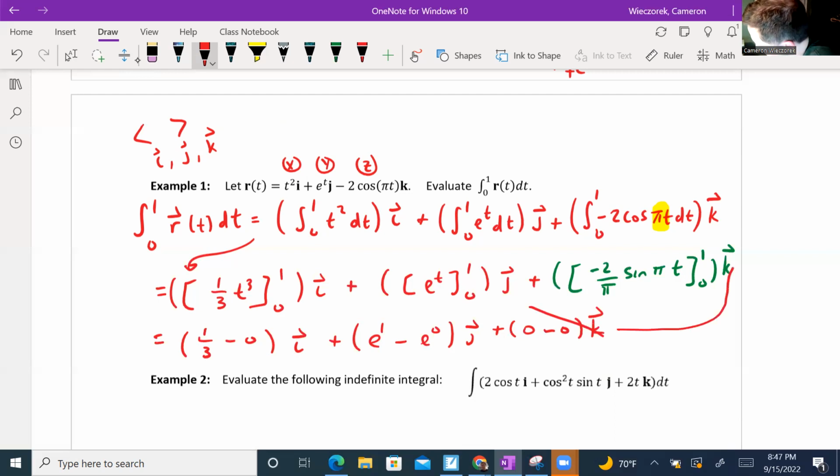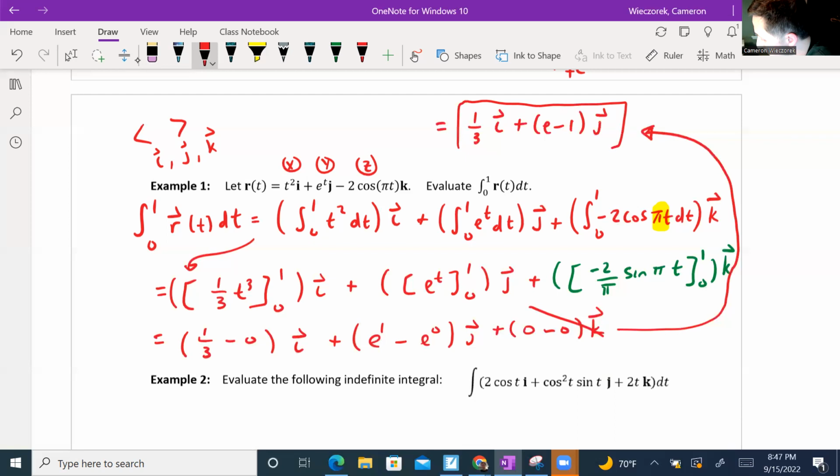I'm going to come up here just to write my answer. So my final result would be 1/3 i. e to the first minus e to the 0 would be e minus 1. Make sure you put that in parentheses since that whole thing is getting multiplied by j. And that would be the result of my definite integral. Again, it's not a scalar, it's a vector because you're integrating a vector valued function. You could also write this in component form. This would be 1/3, e minus 1, and our k component was 0.